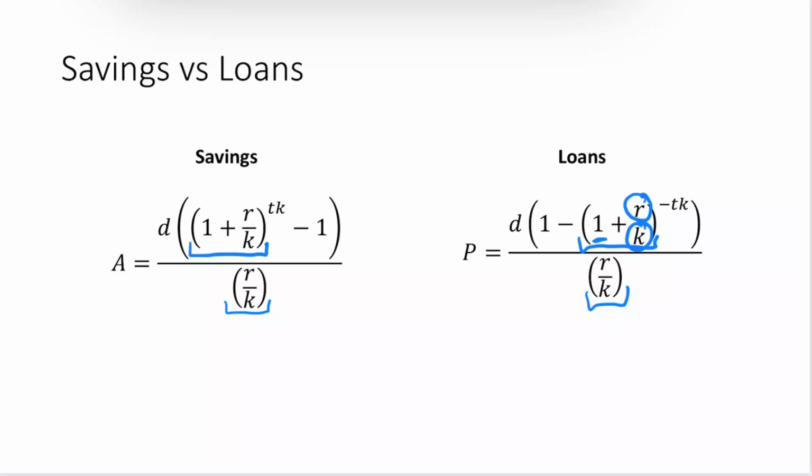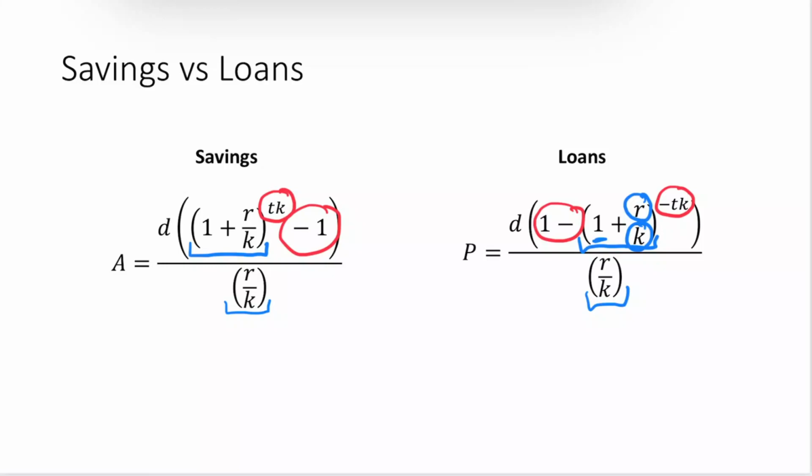And the things that are different between these equations are that in the savings formula, you subtract 1, and in the loans formula, you do 1 minus that information. And there's also a difference where the loans formula has a negative exponent for the interest calculation, and the savings one has a positive exponent. So that's another thing that's slightly different.